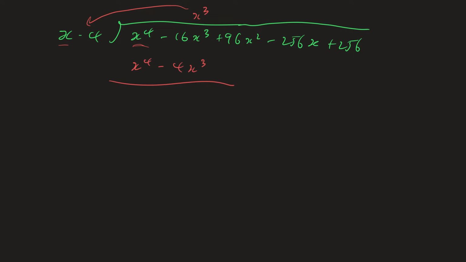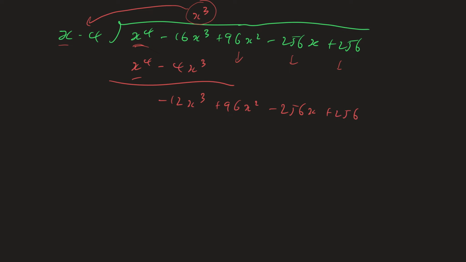We're subtracting the whole green expression from the red expression here. So x to the 4th minus x to the 4th is 0. Indeed, we chose this so that that would happen. We then end up with a lower degree polynomial. We'll have a degree 3 polynomial. Negative 16x cubed minus negative 4x cubed gives us negative 12x cubed. These other terms here just get brought down, plus 96x squared minus 256x plus 256.